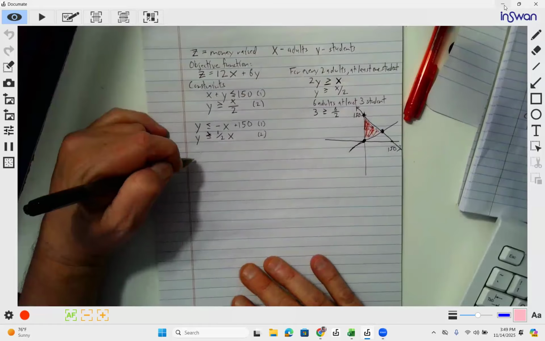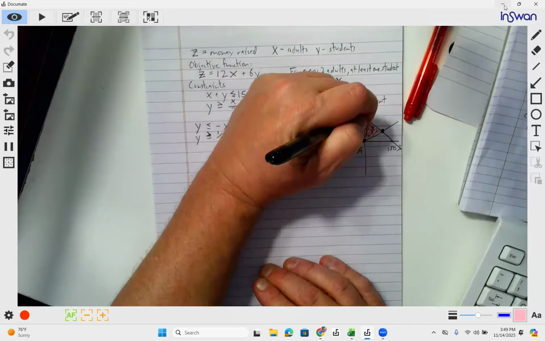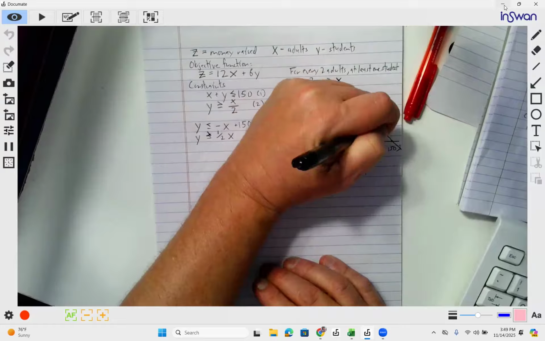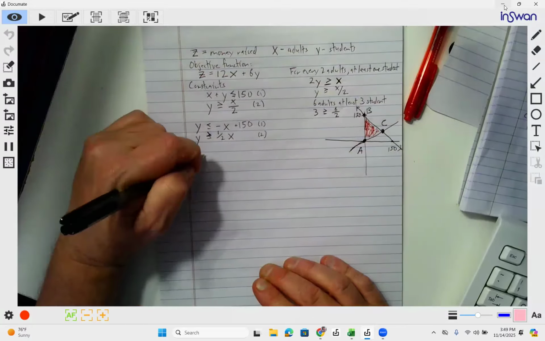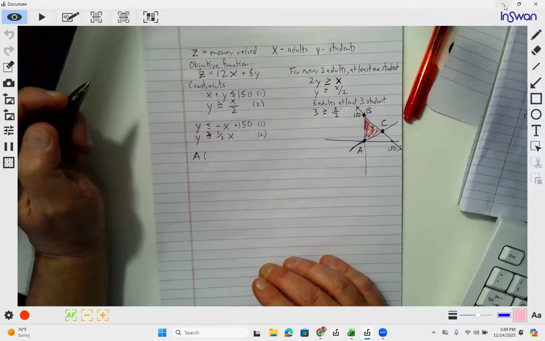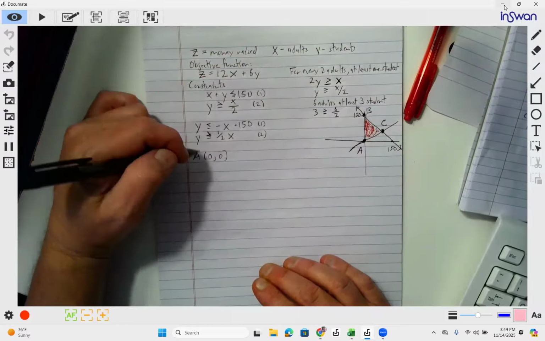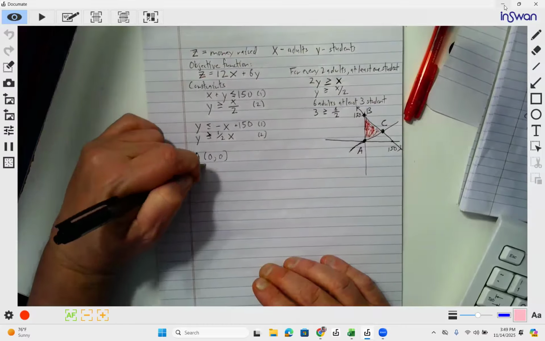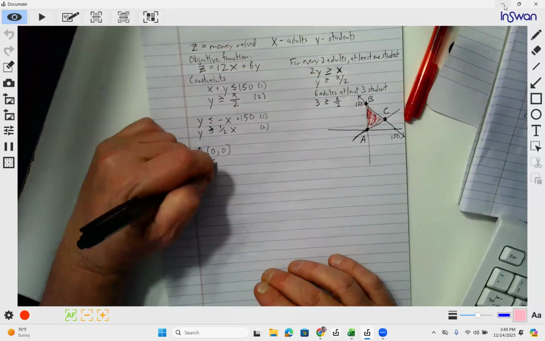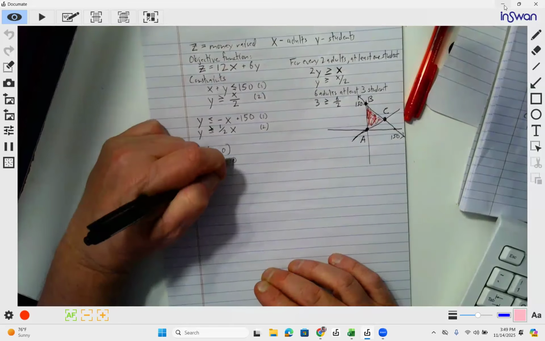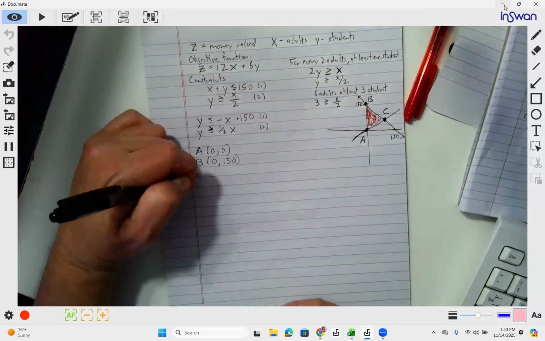So what are the values of my points? Let's call this A, let's call this B, and let's call this C. So what is the value of point A? Anybody? It's 0, 0. That's the easy one, right? Yep. What's the value of point B? See if you can get it. It's 0, 150. Nice job. Now the hard one. How do I find the value of point C?